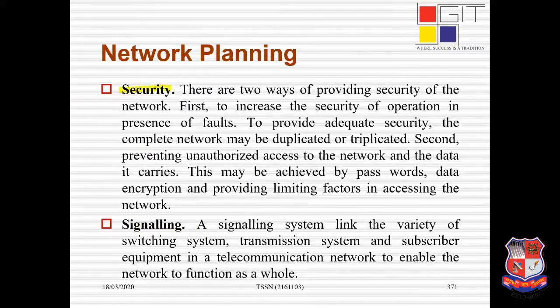Security. There are 2 ways of providing security of the network. First, to increase the security of operation in presence of faults. To provide adequate security, the complete network may be duplicated or even triplicated in some cases. Second, preventing unauthorized access to the network and the data it carries. This may be achieved by passwords, data encryption, and providing limiting factors in accessing the network. Signaling. A signaling system links the variety of the switching systems, transmission systems, and subscriber equipments in a telecommunication network to enable the whole network to function as a whole.